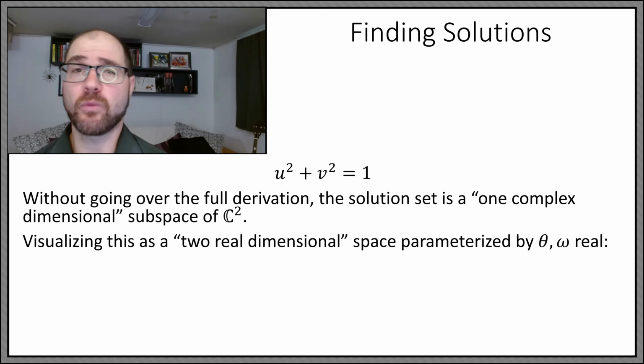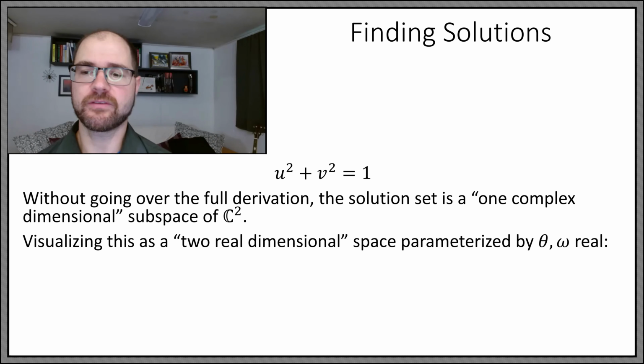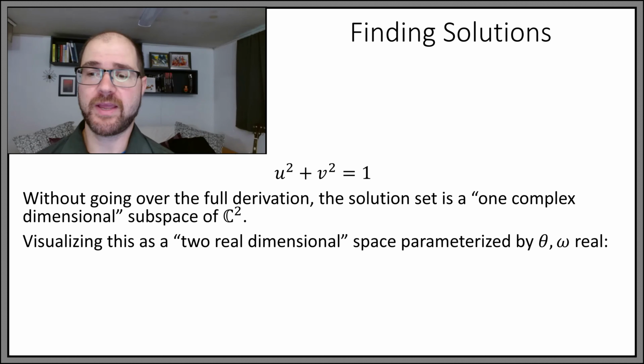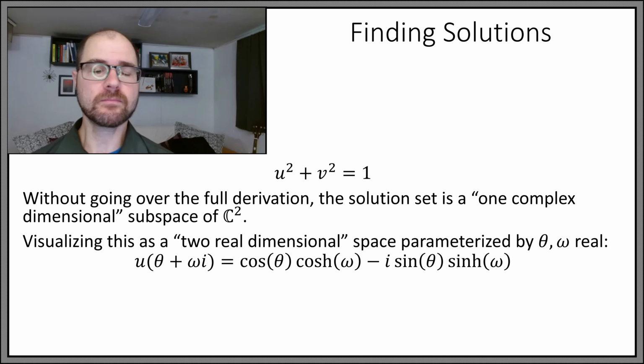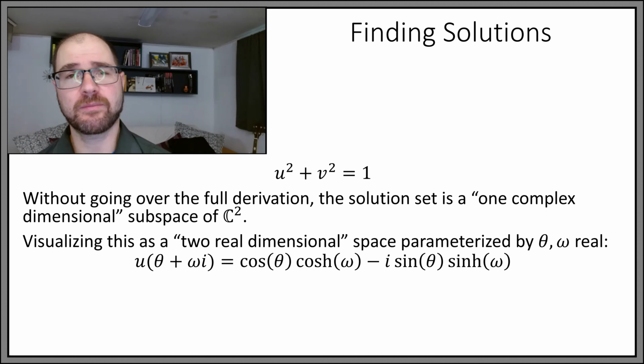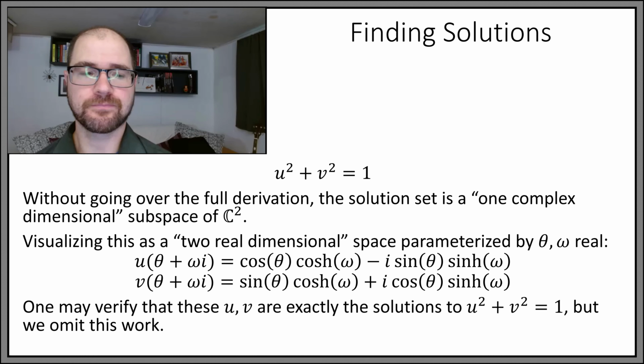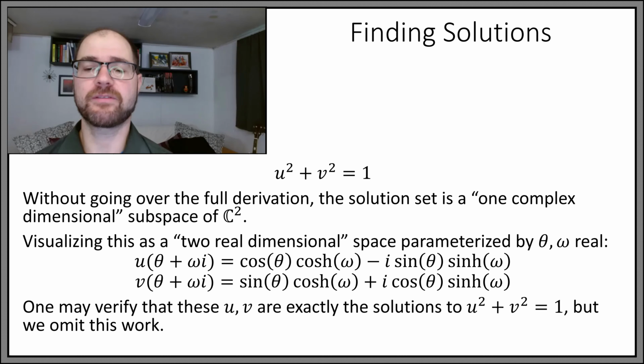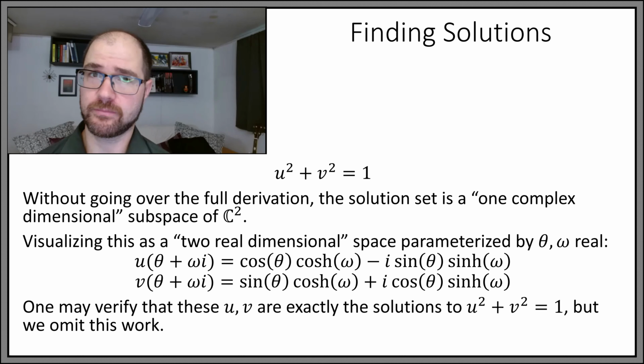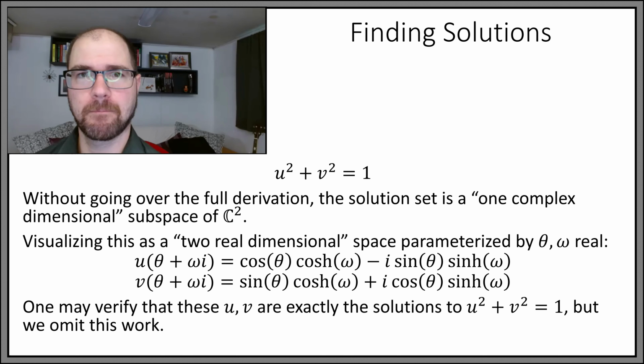So if we visualize this one complex dimension as two real dimensions, as a space parameterized by an angle theta and omega being real numbers, then u of theta plus omega I is equal to cos theta times the hyperbolic cosine of omega minus I times the sine of theta times the hyperbolic sine of omega. And v, which we got from our solution to u squared plus v squared equals 1, follows a fairly similar but slightly different formula here. So you can verify that this choice of u and v do solve u squared plus v squared equals 1, and they are the only solutions. We're not going to go through all that work. Take my word for it.